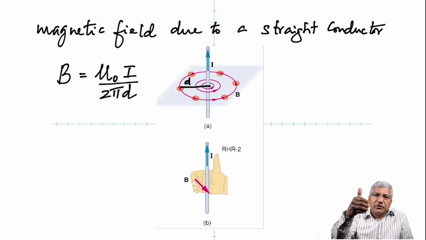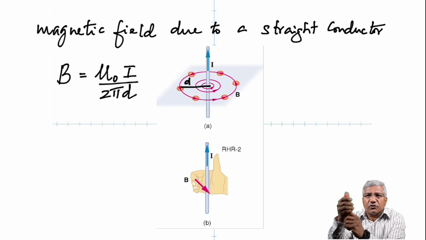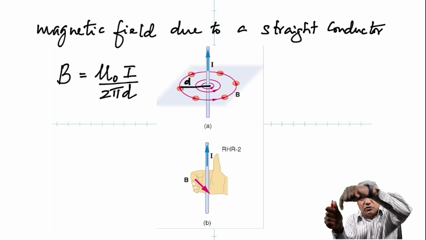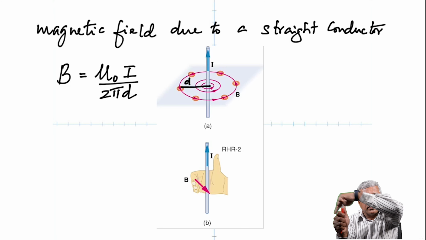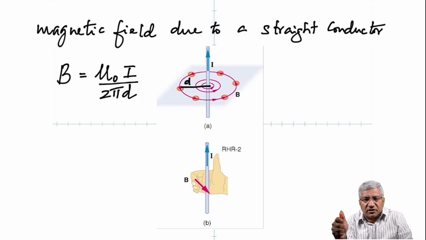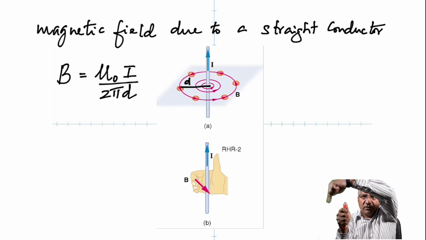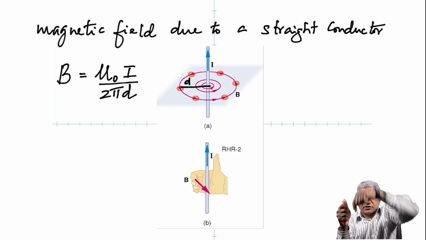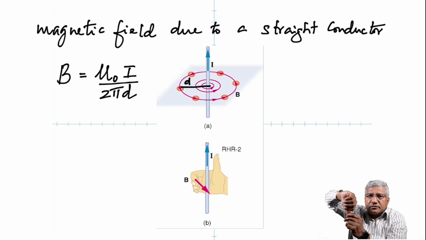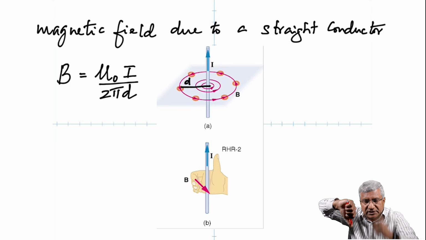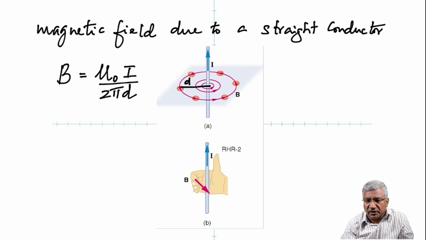What is that? Now you hold the conductor in your right hand with the thumb pointing in the direction of current, the closed fingers towards the nails. They give you the direction of the magnetic field. So if the current is up, looking from above, it's going to be counterclockwise. If the current is down, looking from above, the magnetic field is going to be clockwise. Okay, I hope you got that. It's also shown here clearly, so watch that, look at that.